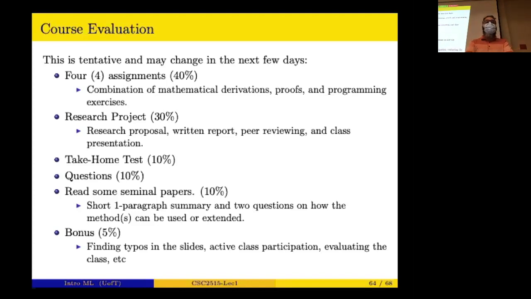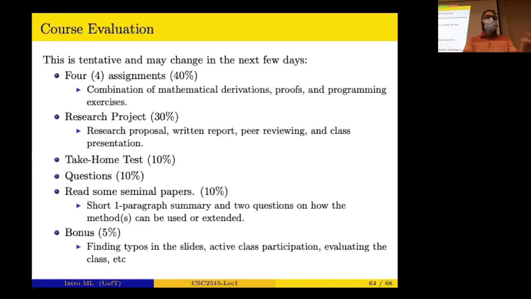There is no midterm or final exam, but there's a take-home test. So you will have a few days, 2 days maybe, to write basically what you know about the course. The other thing that I'm thinking is questions. So after each lecture, you need to think about some questions and submit that question through some website.